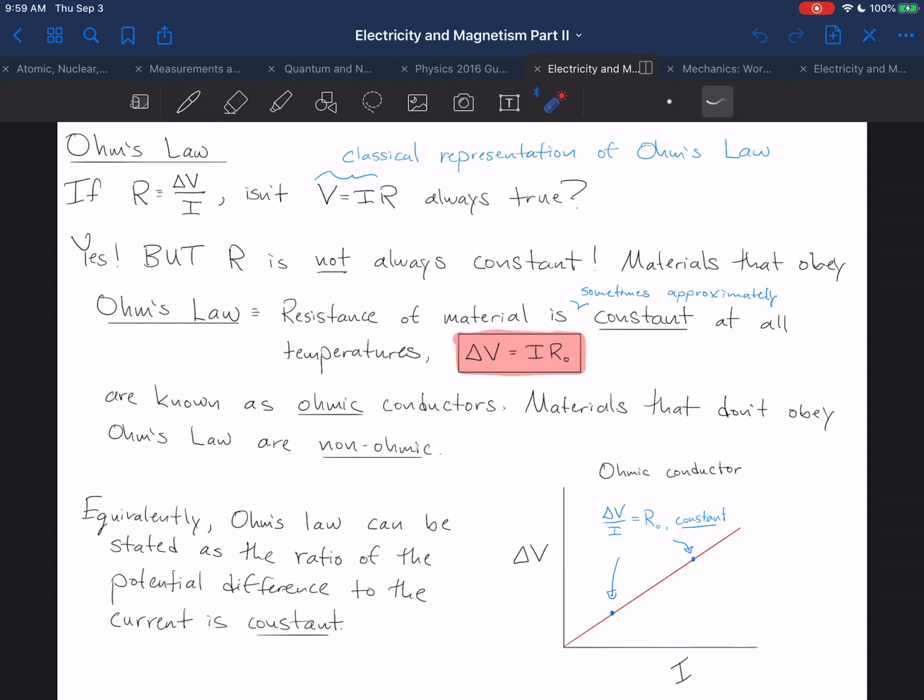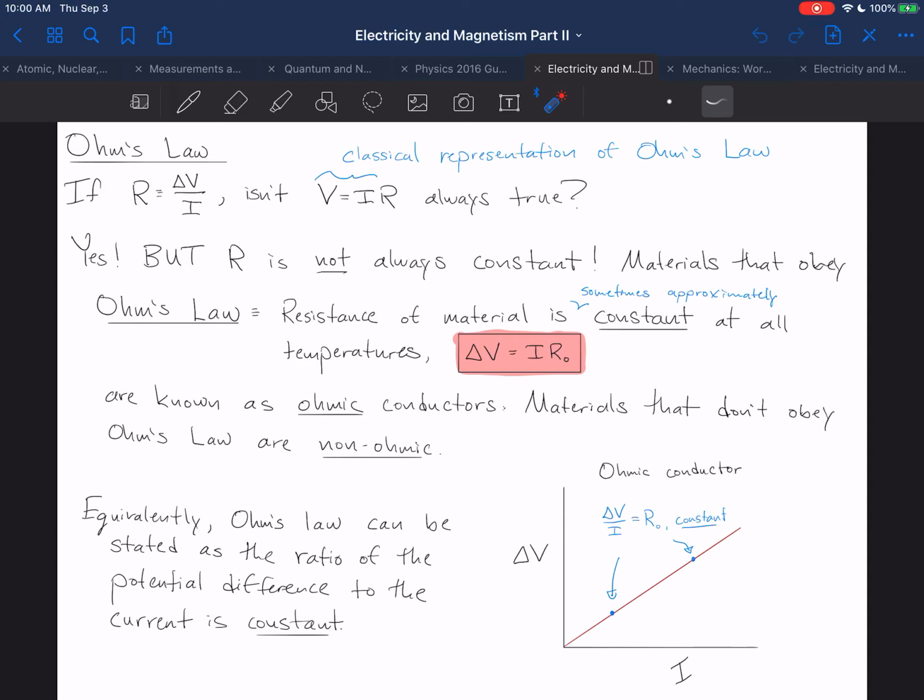So the problem is, in general, the equation delta V equals IR is always true. But it's not always true that R is the same value for all temperatures, currents, and potential differences. And so what Ohm's law is actually just a statement that the resistance is constant. If the material obeys Ohm's law, then the resistance is constant for that material. We call materials that obey Ohm's law ohmic conductors, and materials that don't obey Ohm's law are known as non-ohmic.